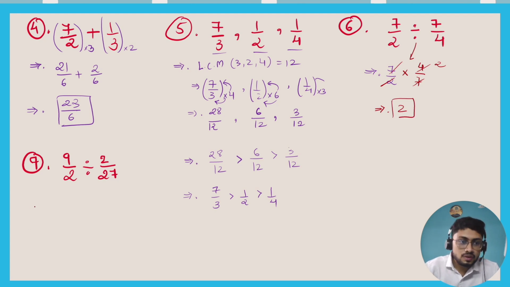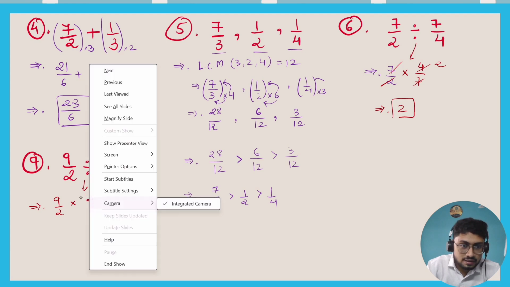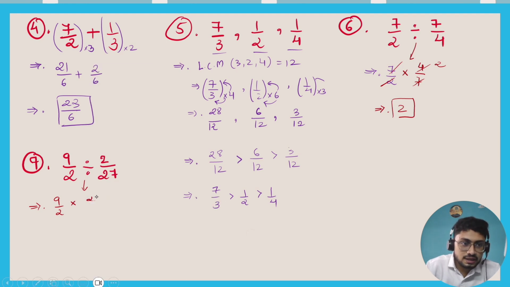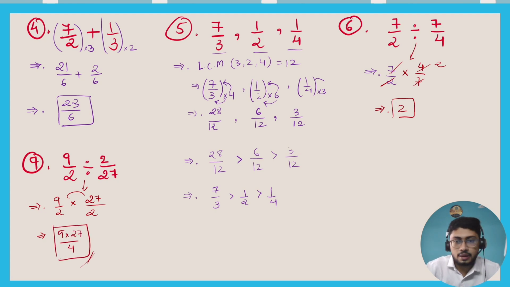Again, let me give you one more question. If 9 upon 2 is there, consider this as a multiplication. Then the next sign, we are going to change this sign. 27 upon 2. Now what are we going to multiply? 27 into 9, and 2 twos are 4, and this is your answer. Am I clear? So that's how you need to deal with multiplication, addition, and subtraction.